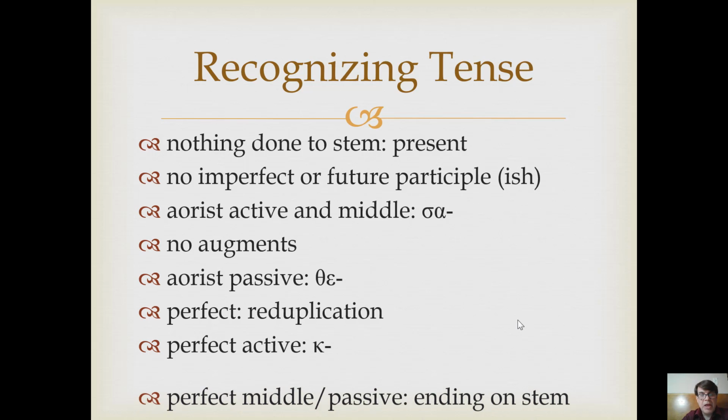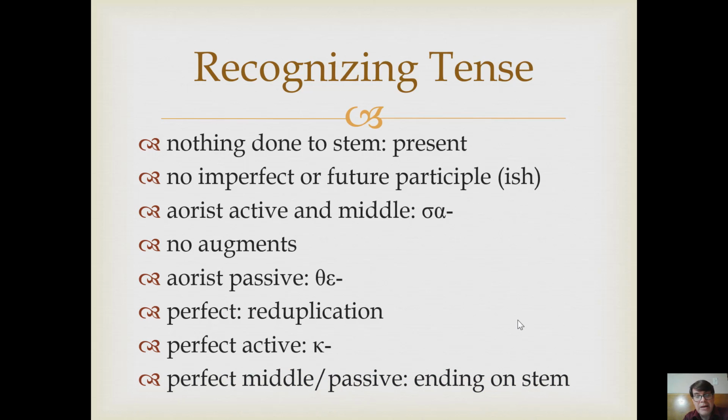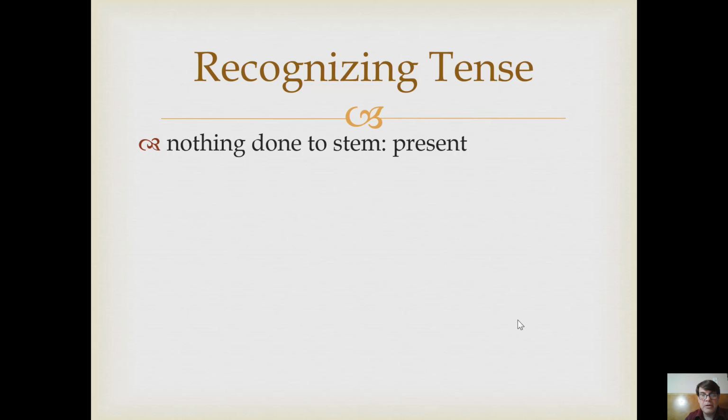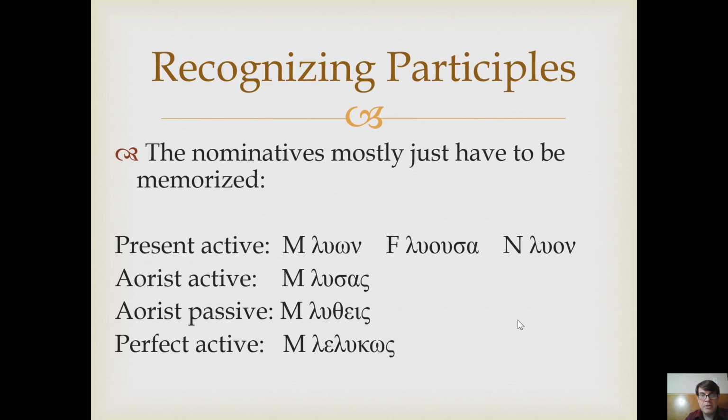Anyway, that helps. And then perfect middle or passive participle, again, is going to shove the ending right onto the stem with no connecting vowel. And it's going to have the reduplication. So the tense indicators are the same for a participle as they are for any other verb. Okay, so we've got clues.